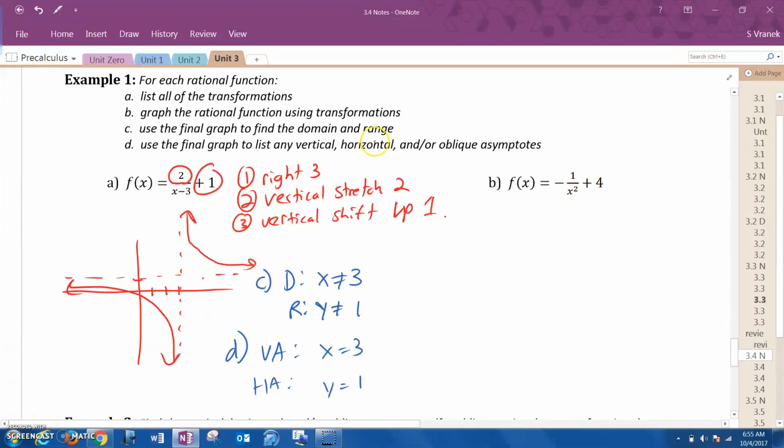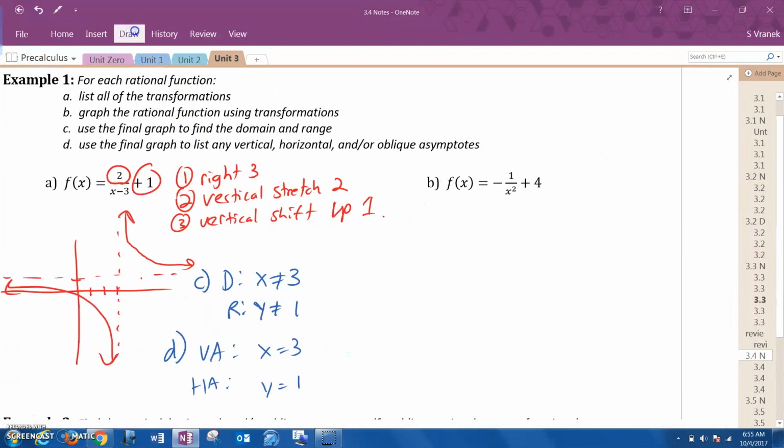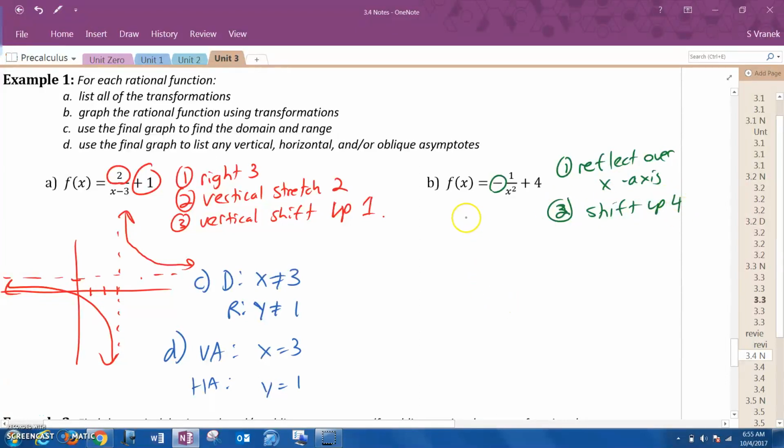So this one here is the other parent graph, x squared. All that's happening here is there's a reflection. So 1 would be a reflect over the x-axis because of the negative, and then a shift up 4. So if we graph that real quick, this stays the same, and then 1, 2, 3, 4. Since it's reflected, it's going to look something like this because it reflected over. It's always going to be negative. So that's what happened to that graph.